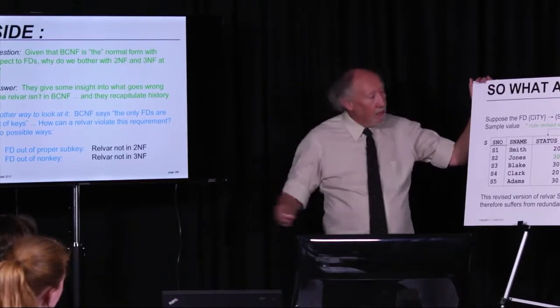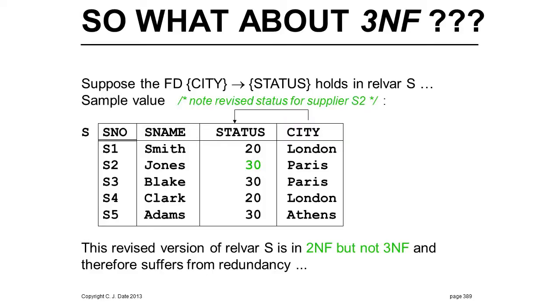Could you clarify the last sentence, please? FD out of non-key. Yes, so this is one of the ways things can go wrong. In my example here, we have a functional dependency out of city to status, and city is a non-key attribute, it's not part of any key. And it's that FD that causes the redundancy and causes the trouble.